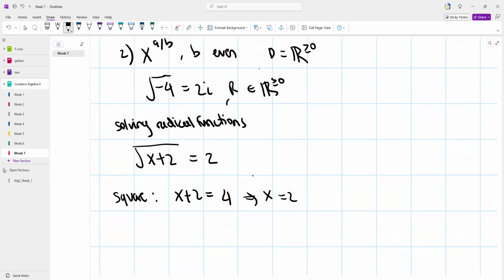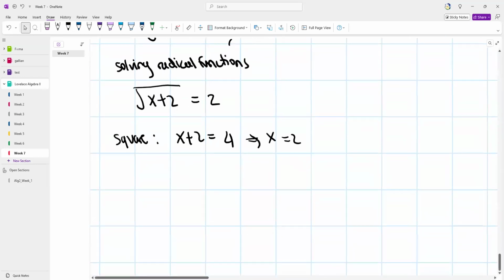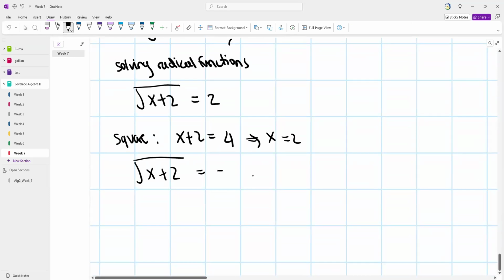But maybe instead we have the square root of x plus 2 is equal to negative 2. Then when you square that, you have x plus 2 is equal to 4, and this implies x is equal to 2, which is the same as above, right? But we see that this is not actually possible because when we plug it in, you have the square root of 2 plus 2, which is 4. And when you take the square root of that, it's equal to 2, which is not equal to negative 2.